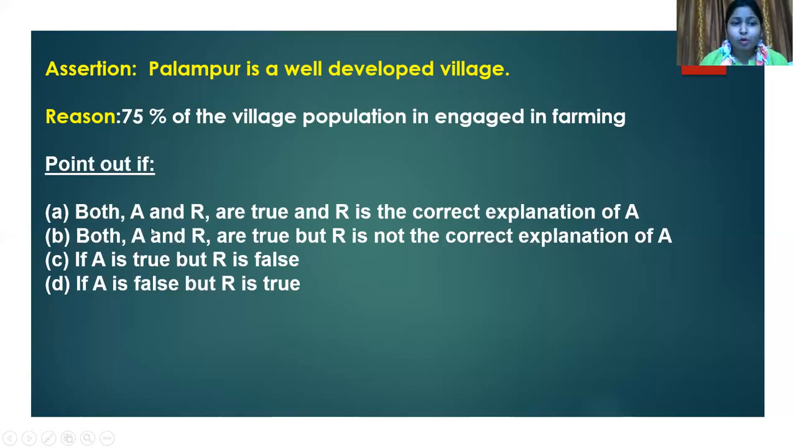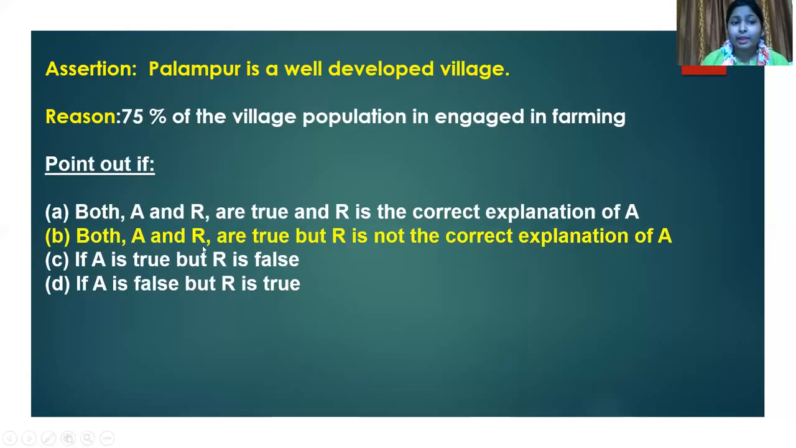So we may find the option which is very relevant to it. Option B is very connected, because yes, 75% of the population was engaged in farming, and Palampur is a well-developed village, so both statements are true. But R is not the explanation of the assertion. So the right answer is both A and R are true, but R is not the correct explanation of A. I hope that the assertion and reason type questions are clear to you, and this is how we are going to deal with it.